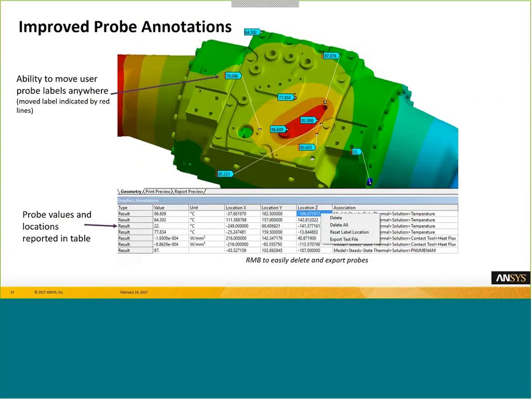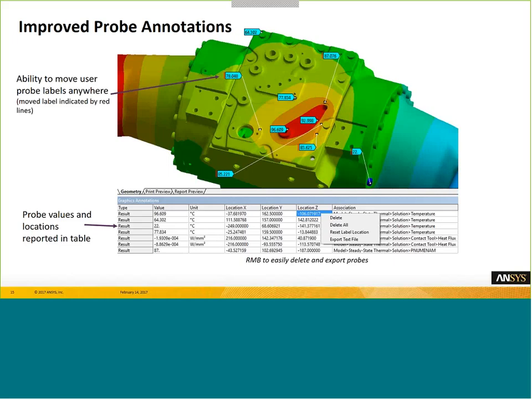If you're using probes to annotate your model, if you're adding lots of probes to figure out exactly what's going on, where the stress or displacement or whatever result you are looking at is clustered on your model, once you add quite a few of these probes, the screen gets very cluttered. We've now added the ability to move these around interactively, so you can make the screen a bit clearer and easy to understand.